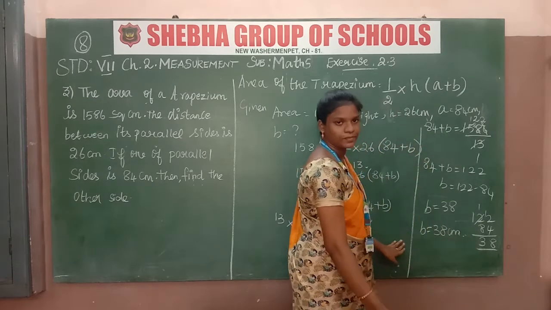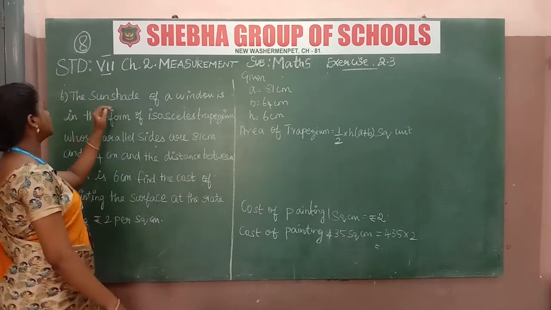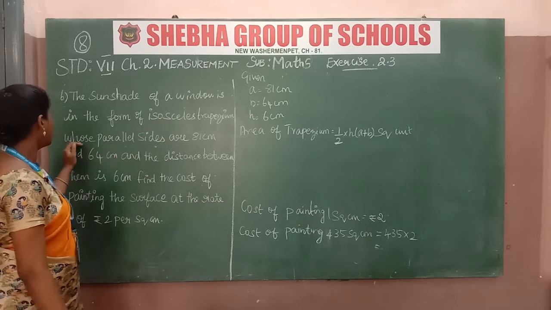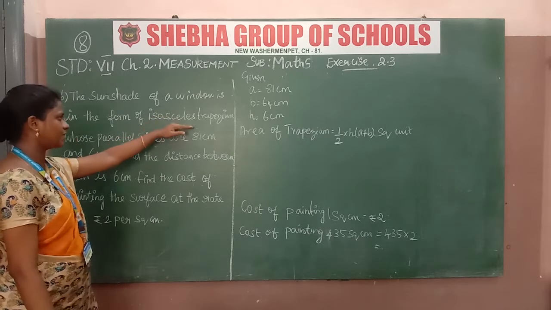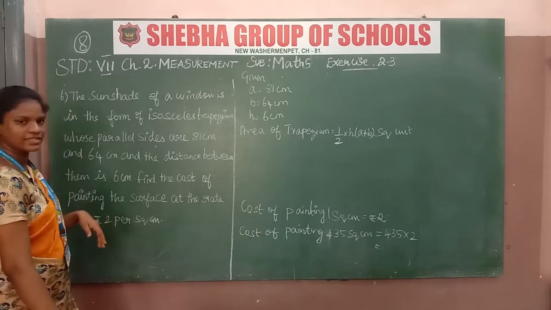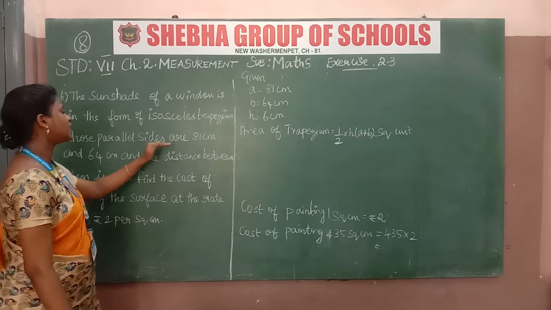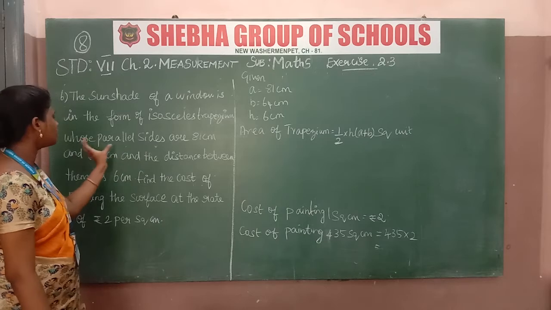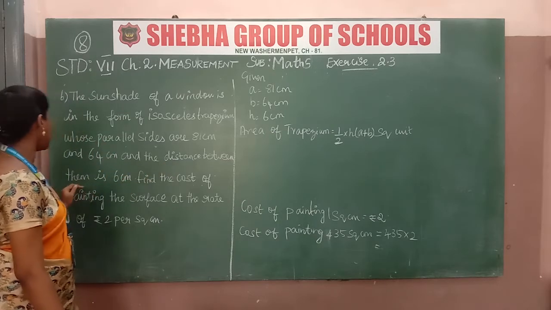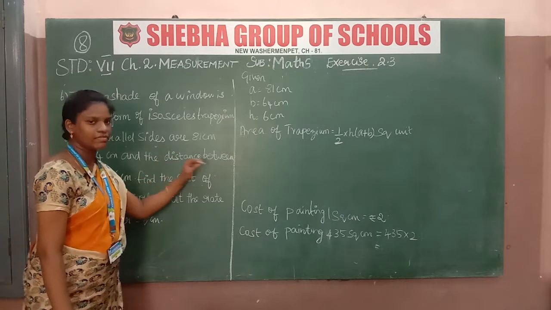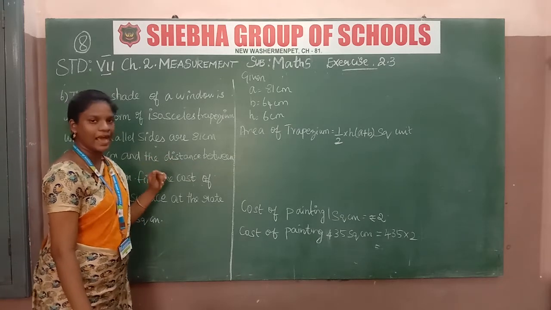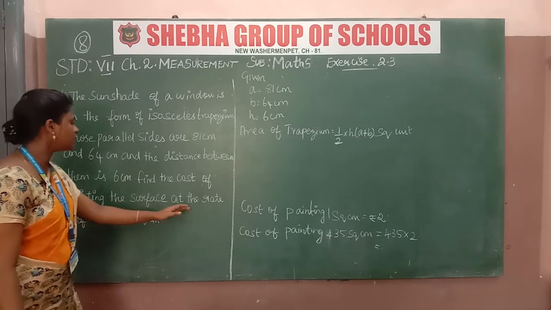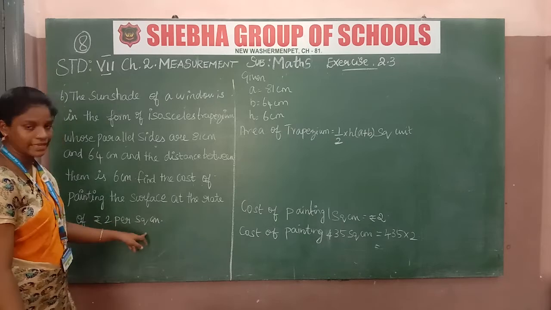38 centimeter. Then the sixth sum. The question is: the sunshade of a window is in the form of an isosceles trapezium whose parallel sides are 81 centimeter and 64 centimeter, and the distance between them is 6 centimeter. Distance between them means height. Height is equal to 6 centimeter. Find the cost of painting the surface at the rate of rupees 2 per centimeter square.